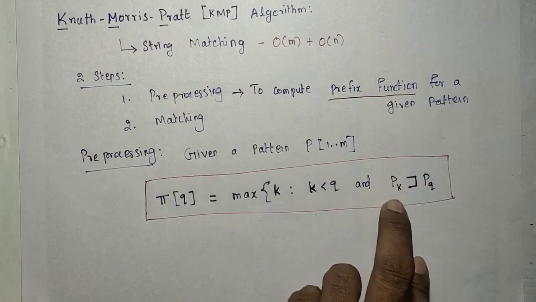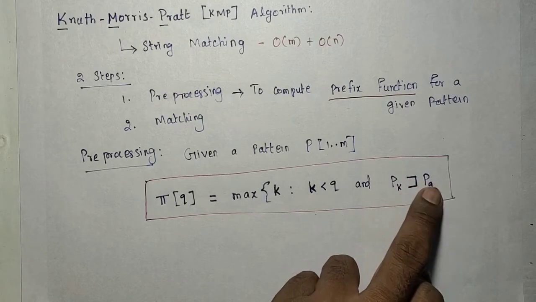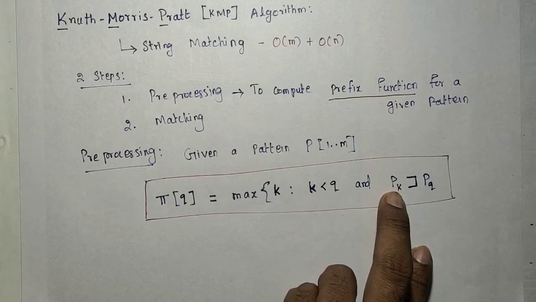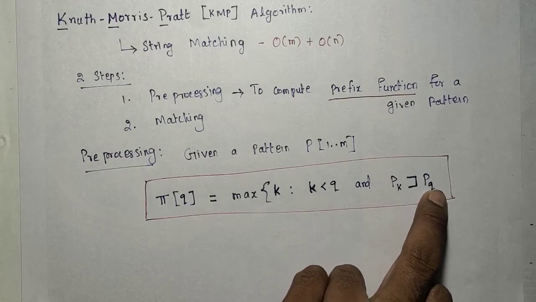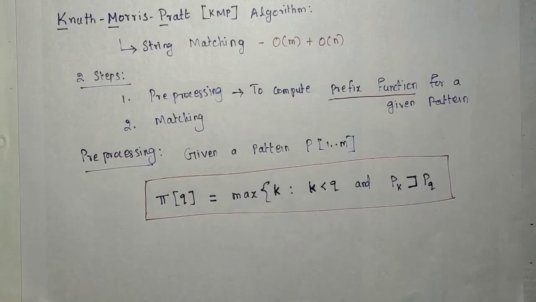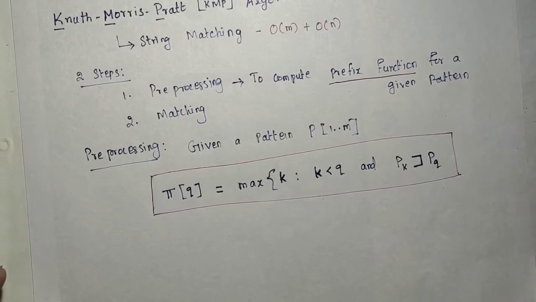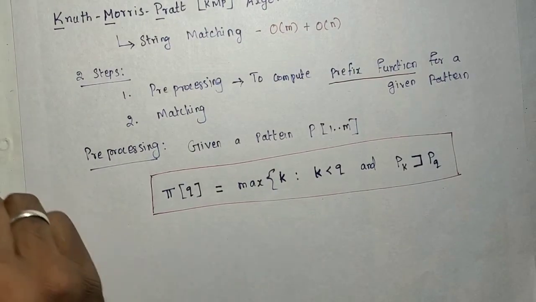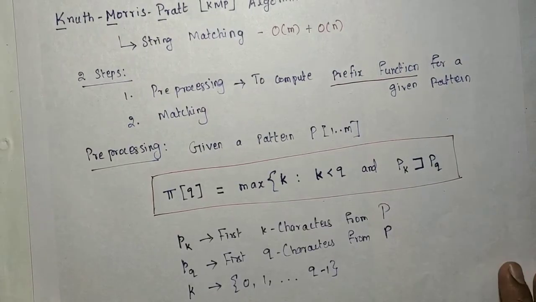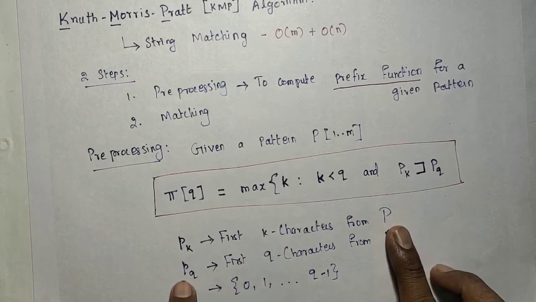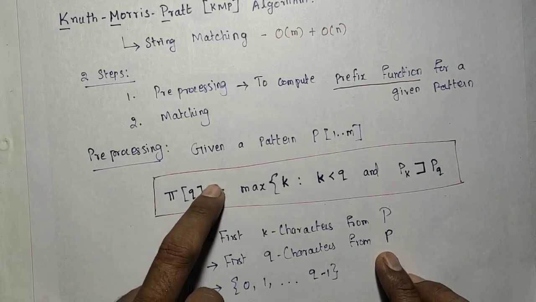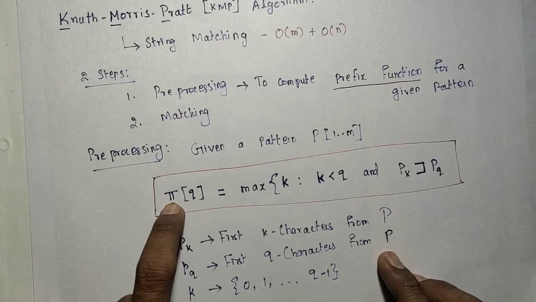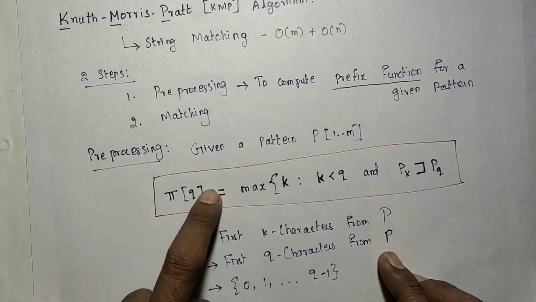Pk means the first k characters from P. Pq means the first q characters from P. Pk is a k-character string, and the first q-character string is Pq. So to understand this formula, see this: Pk is the first k characters from P, Pq is the first q characters from P. For a q-character string, pi represents the prefix value, so that function is called the prefix function.